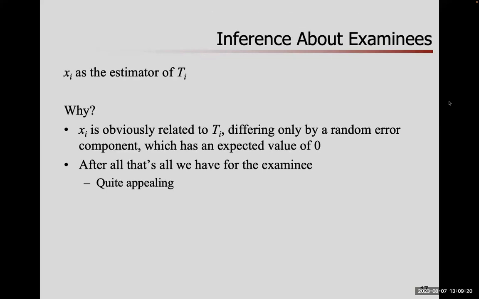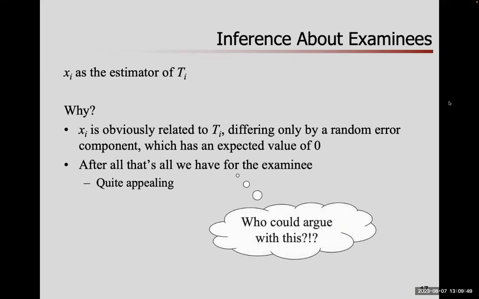Why use X, the observed score, as the estimator of the true score? Well, obviously it's related to the true score. It's a function of the true score. It only differs from the true score by some random error. And that random error is random, has an expected value of 0. We don't think things are systematically off. And after all, what other information do we have? I have the person, they take the test, this is their score. I don't know anything else upon which to base an estimate of their true score. Who could argue with this logic? We can.